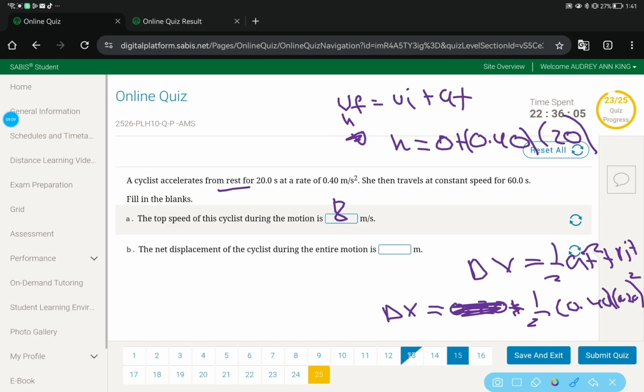Calculate the displacement. Now we need to calculate the displacement during the constant speed phase. So displacement equals vt. This equals 8 times 60, so you get 480. And then you do 480 plus 80 and you get 560.